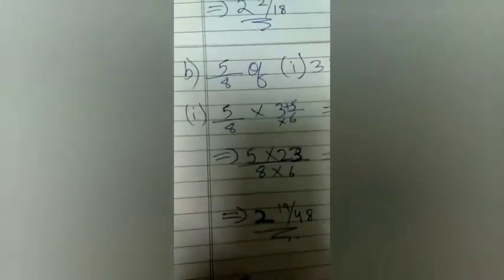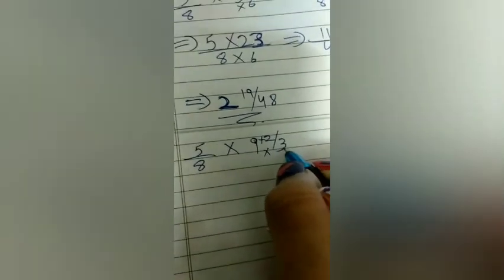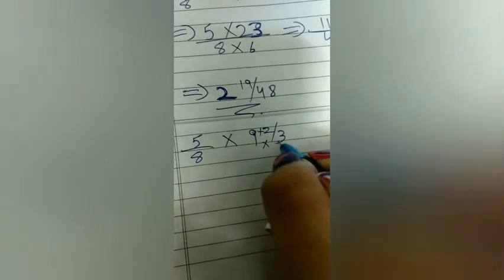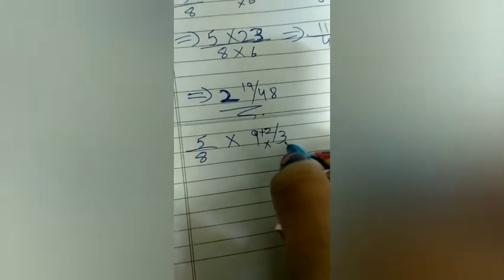Now let's see the second part of the question. Okay, so the second part says 5 by 8 multiplied by 9 2 by 3, which is nothing but 9 2 by 3 is a mixed fraction, so we need to convert it into an improper fraction. 9 multiplied by 3 is 27. 27 plus 2 is 29. So the answer is 29 by 3.